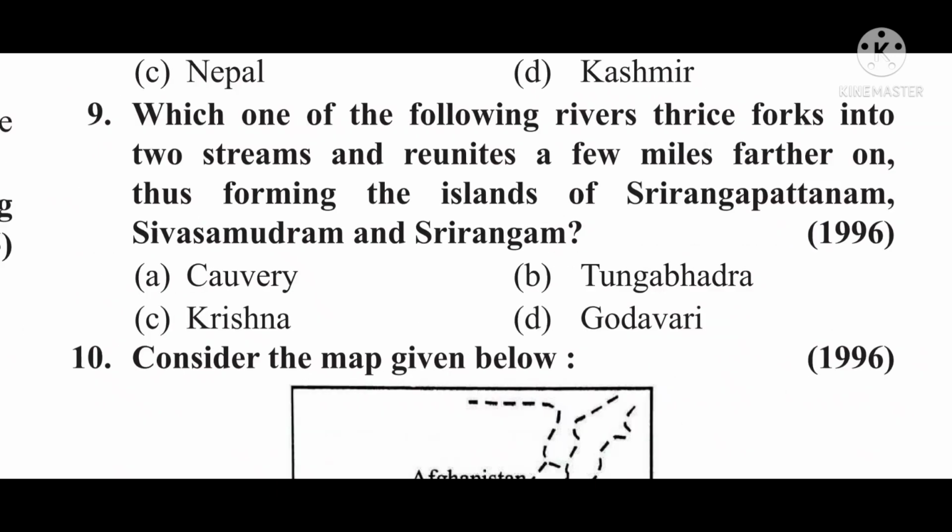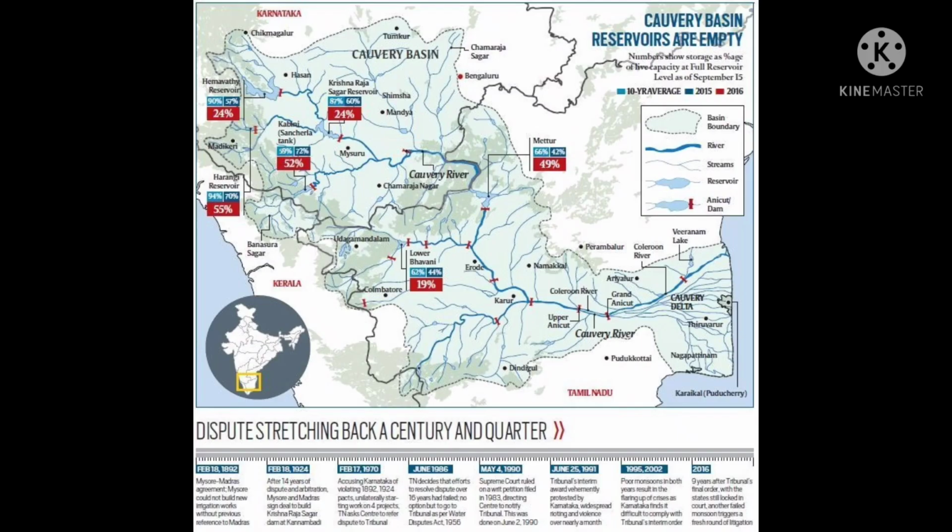Next question. Which one of the following rivers thrice forks into two streams and reunites a few miles further on, thus forming the islands of Srirangapatnam, Sivasamudram and Srirangam? The Kaveri River in the state of Karnataka thrice forks into two streams and reunites a few miles further on, thus forming the islands of Srirangapatnam, Sivasamudram and Srirangam.